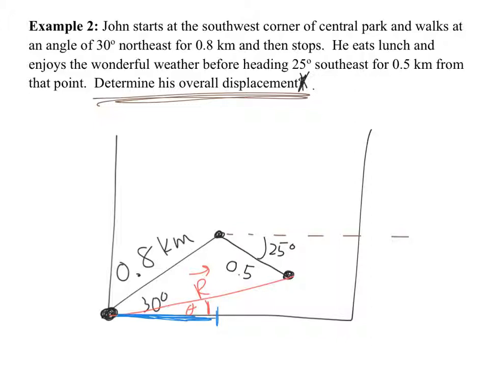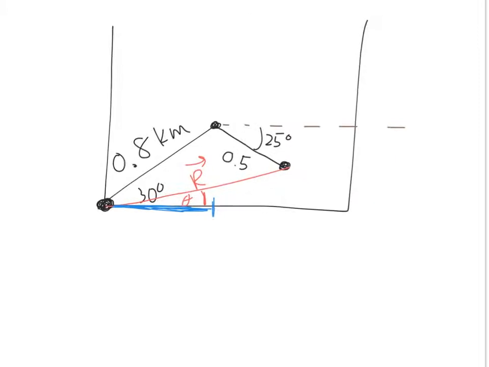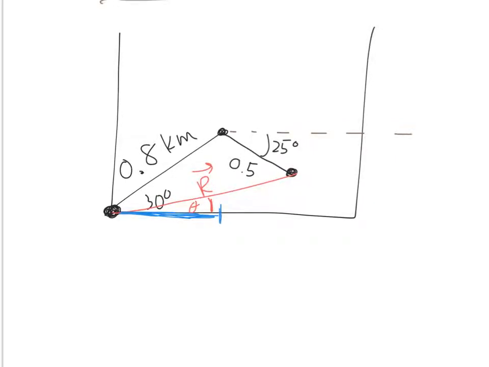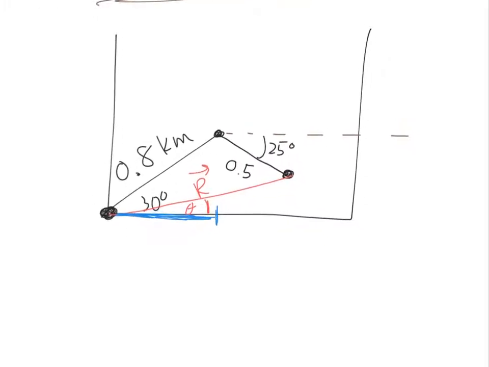How am I going to get the horizontal component there? What's the formula I'm going to use from the last few slides we've been doing? How do I find the horizontal? Take the vector, multiply it by cosine. So 0.8 is the vector times cosine of 30 degrees. That'll give me that length right there.